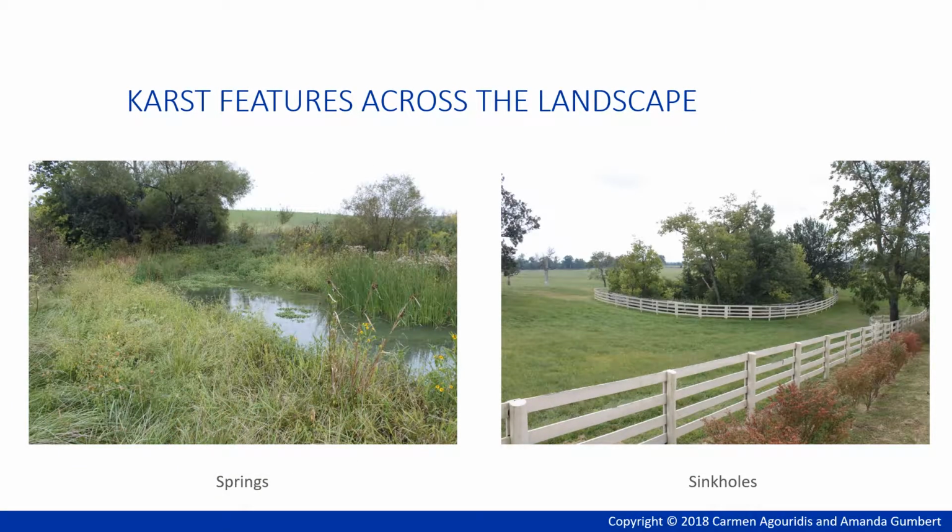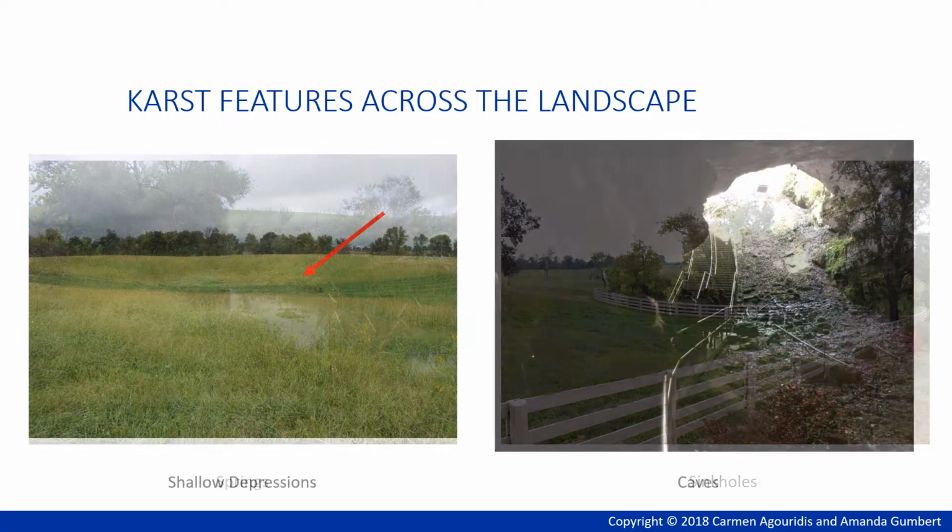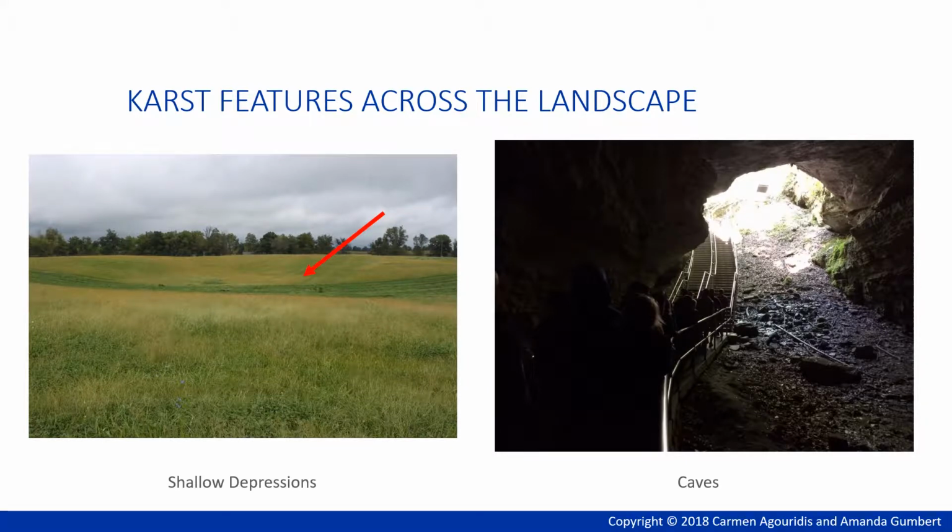Karst landscapes are characterized by surface features such as springs, sinkholes, shallow depressions, and rolling hills. Karst regions are also known for their subsurface or below-ground features such as conduits and caves.